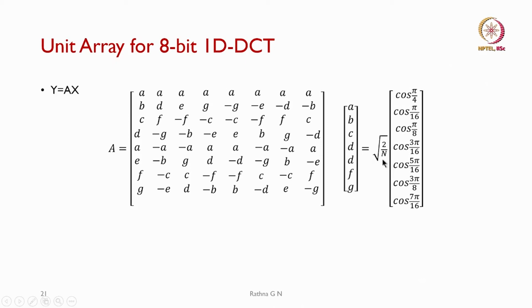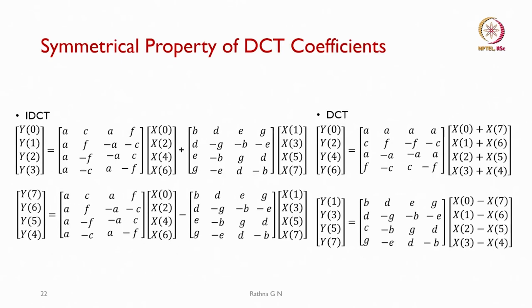So, it is nothing but root 2 by n. A is cos pi by 4, B is going to be cos pi by 16, C is cos pi by 8, and then G is going to be cos 7 pi by 16. So, this is for the 8 by 8 matrix. You can substitute, and the computation will be much faster.